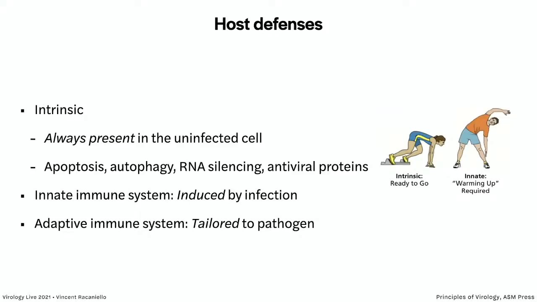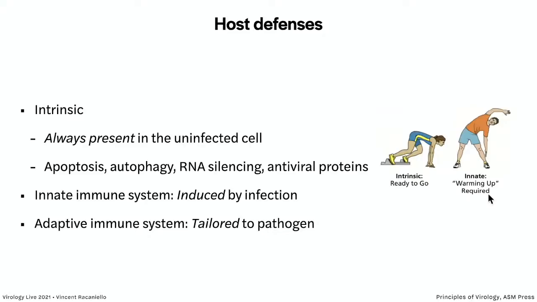Intrinsic defenses are always present in the uninfected cell. Always present. They don't have to be induced. They're ready to go. And they comprise autophagy, apoptosis, RNA silencing, and antiviral proteins. The innate immune system is induced by infection. You could imagine it as warming up is required. And the adaptive immune system, which we will talk about on Wednesday, is tailored to the pathogen. That's why it takes longer, because antibodies and T cells are virus specific. We'll talk about those on Wednesday.